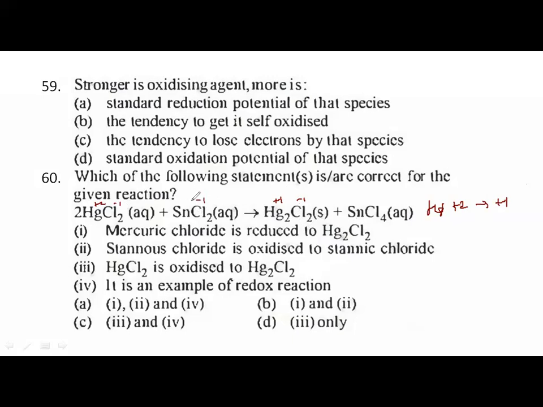SnCl2: minus 1, minus 2, plus 2, minus 1, plus 4. So it is becoming from plus 2 to plus 4. That means it is oxidized, plus 2 is becoming plus 4. Oxidation, that means the other one is reduced. So mercury chloride is reduced, stannous chloride is oxidized.